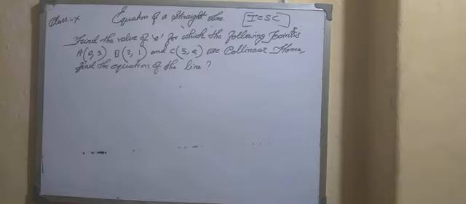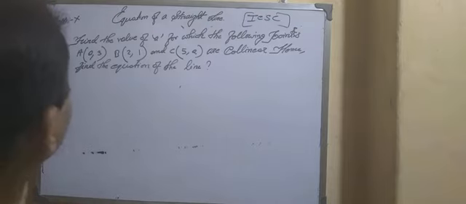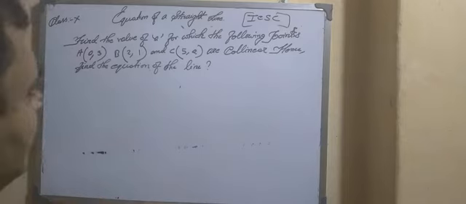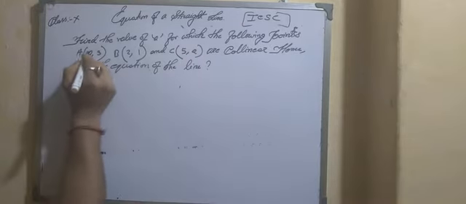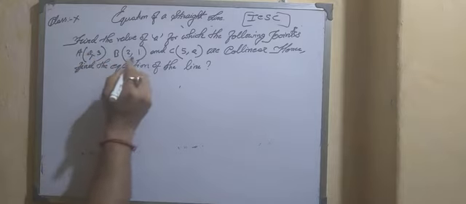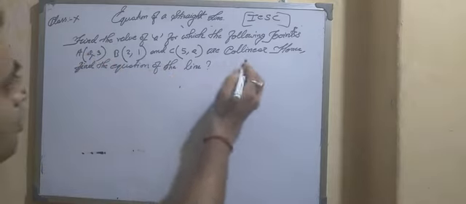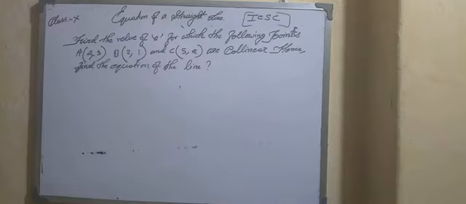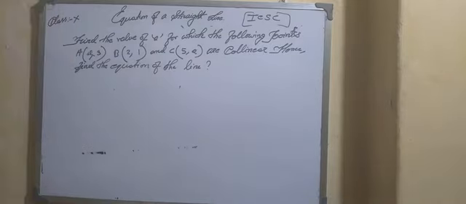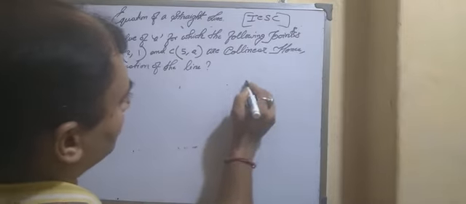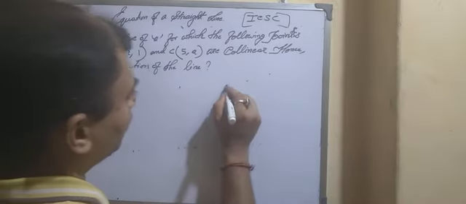Now friends, another problem here: find the value of a for which the following points, A(a, 3), B(2, 1) and C(5, a), are collinear. Hence find out the equation of the line. Now that means the 3 points are collinear.